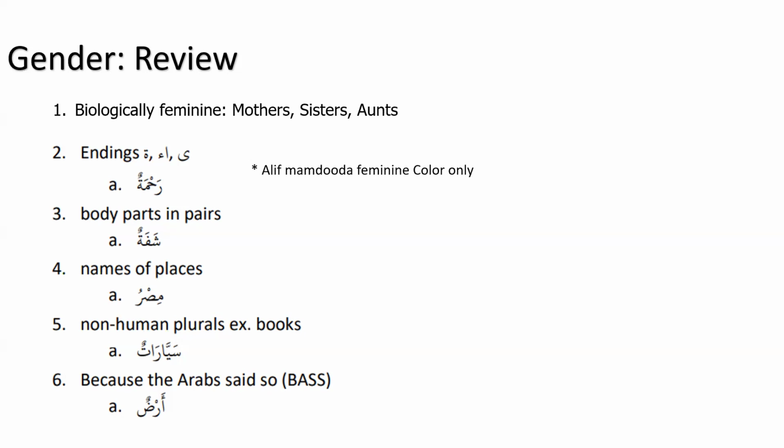A word ending with ta marbuta, alif mamduda, or alif maksura. There's a rule for that: the alif mamduda and alif maksura must have three letters before them. We did this in detail last week, right? And you have the video and the PDF.